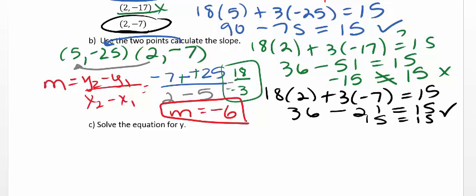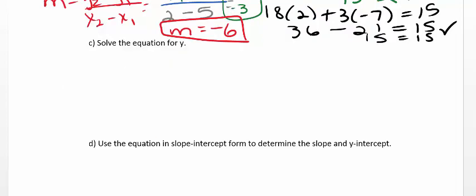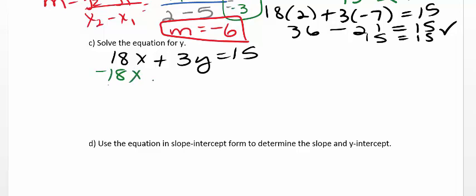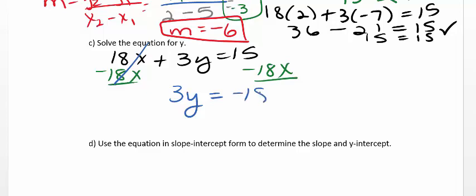Now we want to take the equation and we want to solve for y. Now in part C we want to solve the equation for y, so I'm going to rewrite the equation here of 18x plus 3y is equal to 15, and we want to solve for y. So we need to move over this 18x. We do that by subtracting 18x from both sides. 18x minus 18x goes away, and I get 3y equal to, and I always put the x term in front, so negative 18x plus 15. I can't combine those, they are not like terms. And then I want to divide everything by 3.